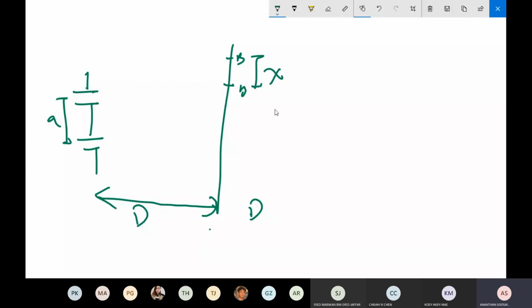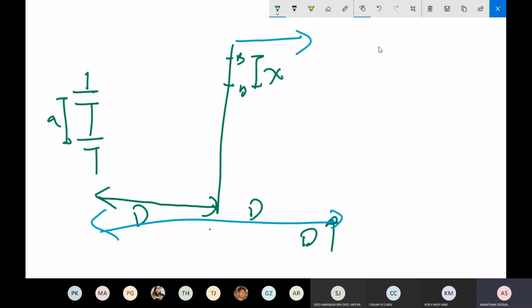This is X. Now the question is, the D is increased. The D is now increased to a longer one. How do we increase the D? The screen is shifted back. We place the screen now here. What type of change will happen?